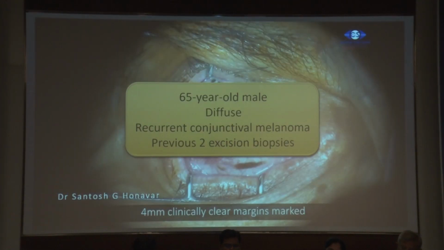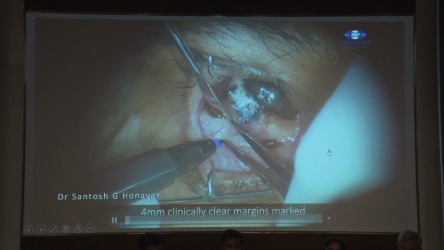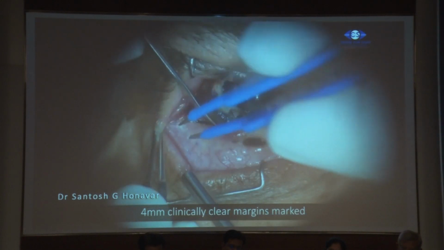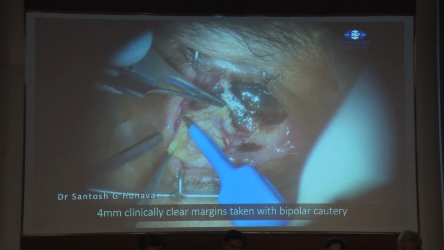Here we are presenting the most difficult case out of all of these. That was a 65-year-old who had come after several excision biopsies. He had extensive recurrence and it was a diffuse lesion. There was also lateral rectus involvement. So we went ahead with clinically clear margins and excised the lesion completely.